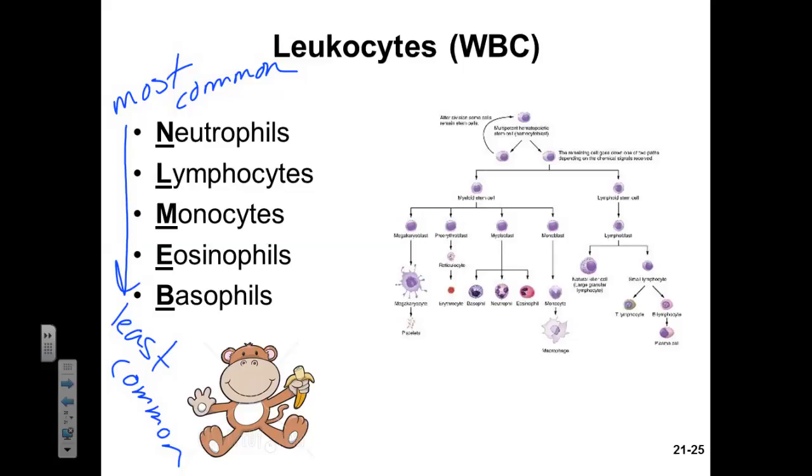Now, if we look at the flow chart for blood cells, if we start off with our hemocytoblast, or our multipotent stem cell that turns into blood cells, this one stem cell can turn into a whole bunch of different kinds of blood cells. Some of them are red blood cells, some of them are white blood cells, some of them are thrombocytes or platelets.